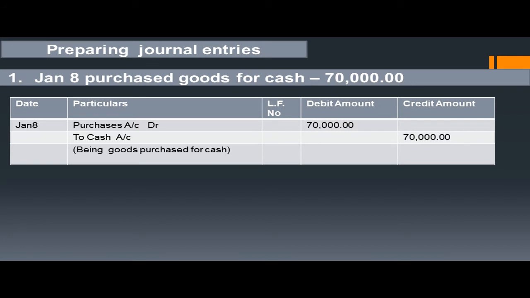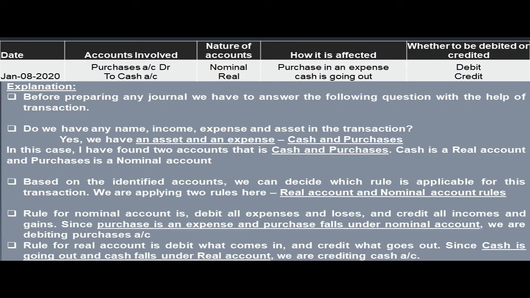The next transaction is purchased goods for cash, 70,000. The journal entry would be purchase account debit to cash account. Now we will identify whether we have any income, expense or asset in the transaction. Here we have an asset and an expense, that is cash and purchases. I found two accounts, that is cash and purchases. Cash is a real account and purchases is a nominal account.